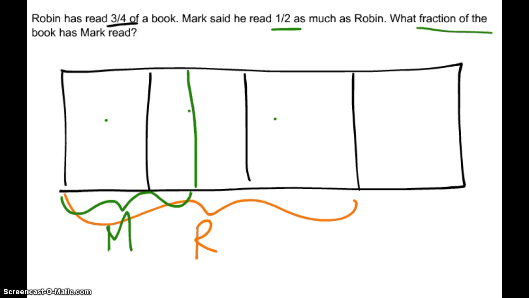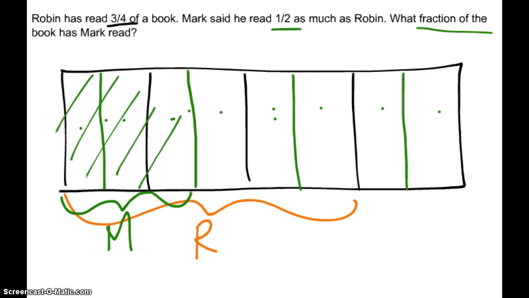But the question says, what fraction of the book has Mark read? So Mark, this is 1.5, but that's only 1.5 of the 3/4. So what I have to do is split everything into equal size pieces. So I'm going to go ahead and split like this. So now I have 1, 2, 3, 4, 5, 6, 7, 8 equal size pieces, and I know that Mark read all of this, so Mark read 3 out of the 8 equal size pieces. So Mark read 3/8 of the book.